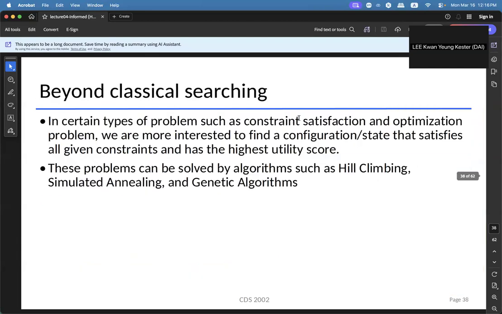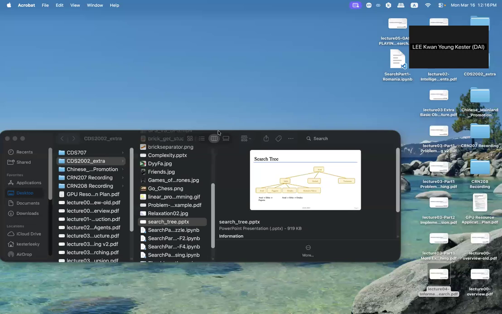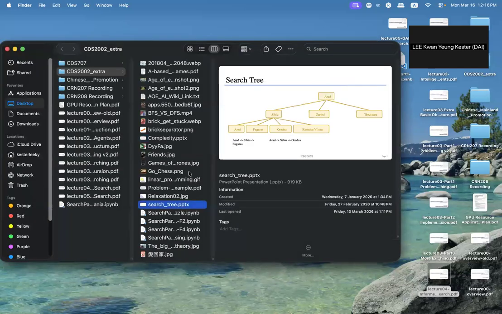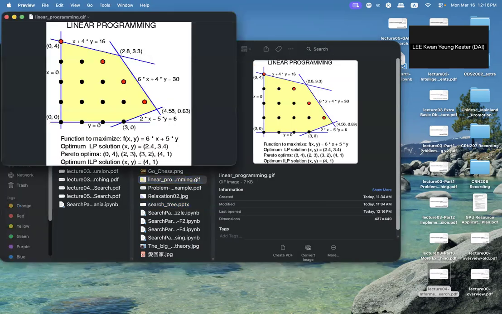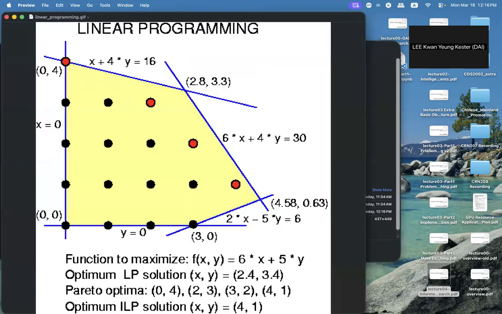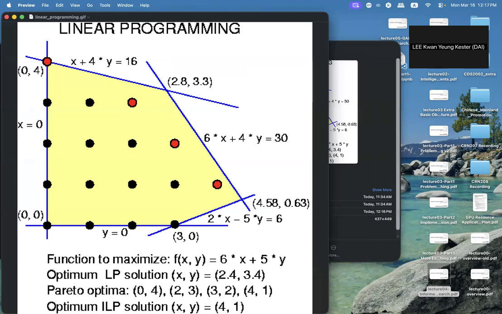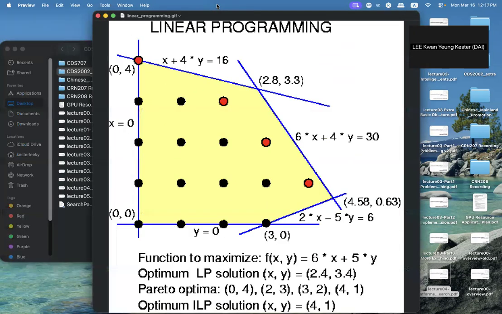And last time we also talked about some problems beyond classical search. I don't know if you have learned this in DSE. I believe your curriculum may have covered it, but some students may not remember it exactly. So this is called linear programming.